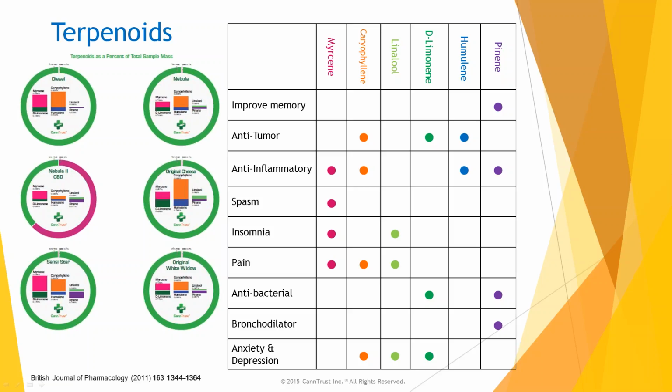It is also proposed that cannabinoids and terpenoids may form a metabolic entourage effect that is responsible for the bioactivity of cannabis. This article was published in the Journal of Pharmacology in 2011. Next slide.